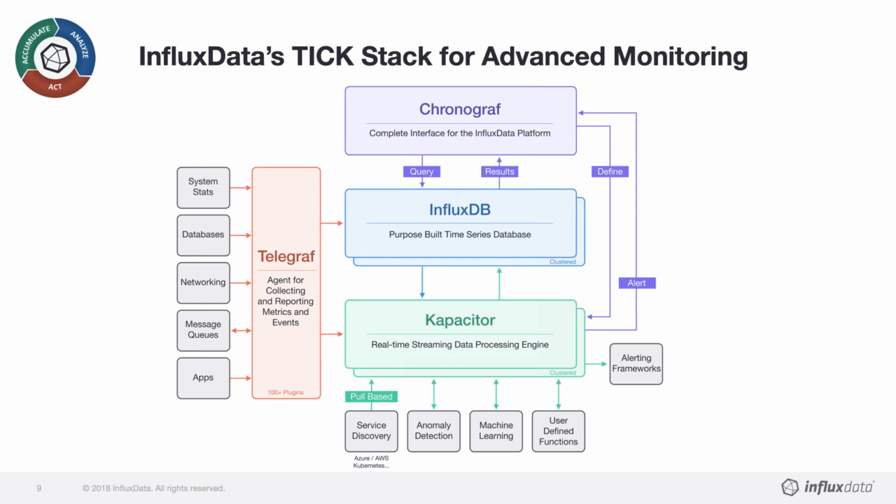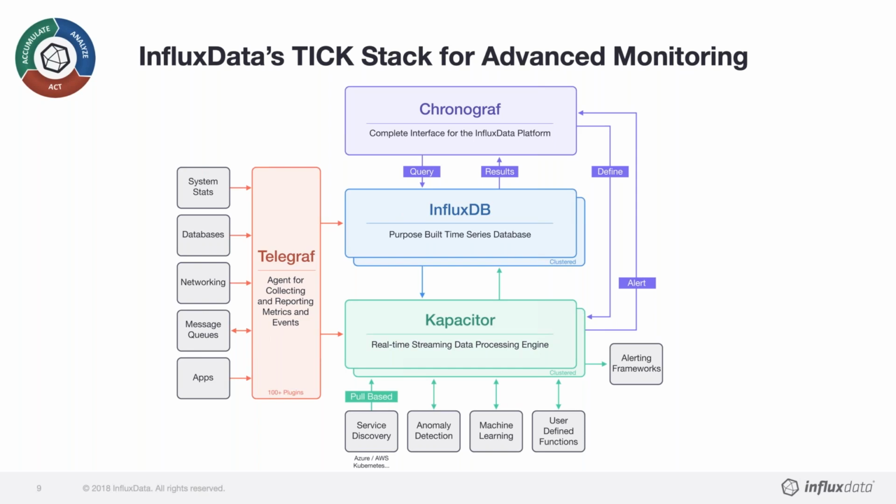So let's begin with Telegraf. Telegraf is an agent for collecting and reporting metrics and events. And it has over 200 configurations for collecting data from systems, databases, network devices, message queues, and different applications. So we call them plugins. So we have around 200 plugins.